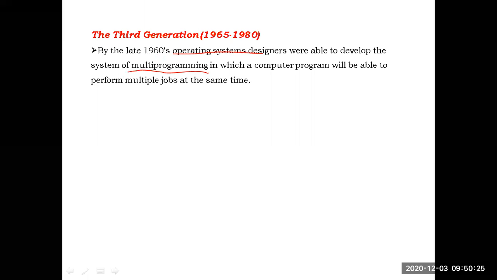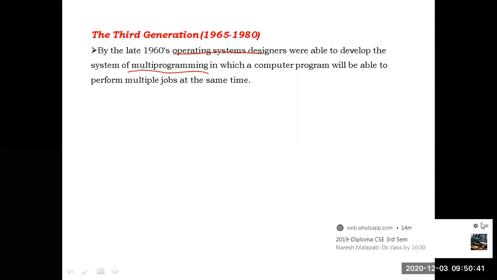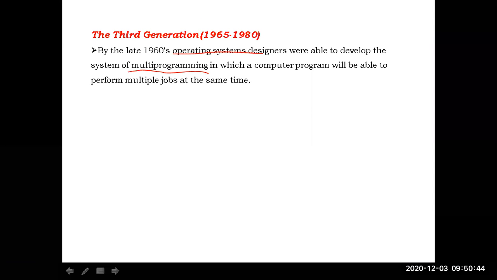What is multi-programming? Can you define what is multi-programming? Anybody, can you define multi-programming? See, multi-programming means at a time it can do multiple jobs at the same time. Okay, when we come to the third generation, the OS is capable of running multiple jobs at a time.